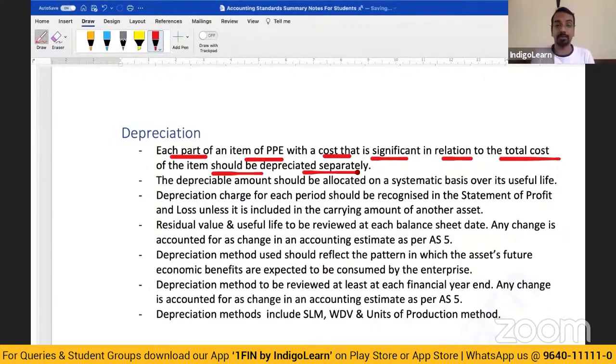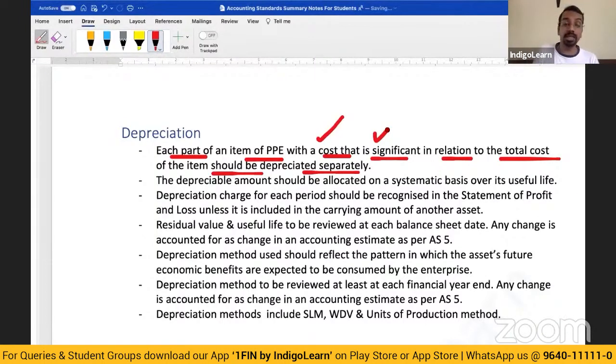Think of an aircraft, right? Aircraft has engines, aircraft has a body, aircraft has chairs, right? Chairs have a different useful life. The body has a different useful life. The engine has a different useful life. And each of those costs is significant. So try to identify those parts which have a cost which is significant in relation to the total cost of the item and depreciate them separately. Component wise depreciation.